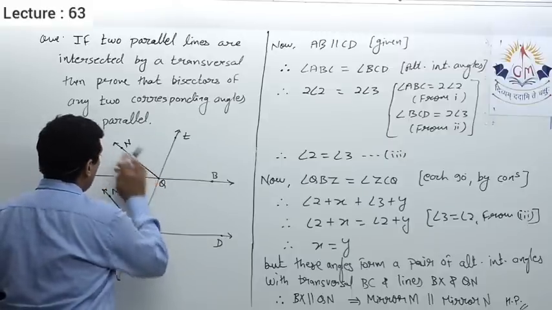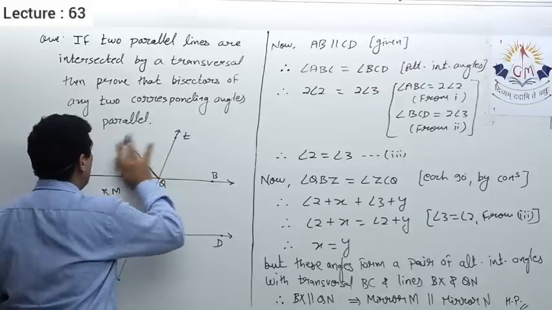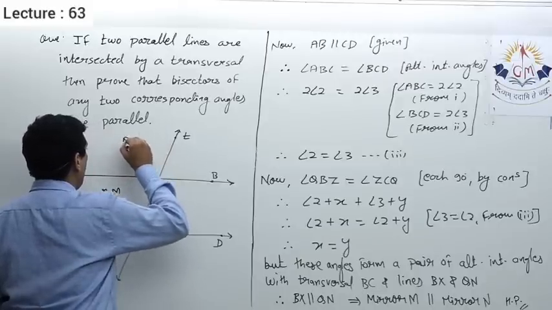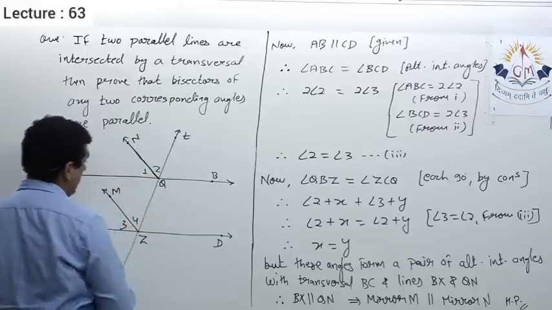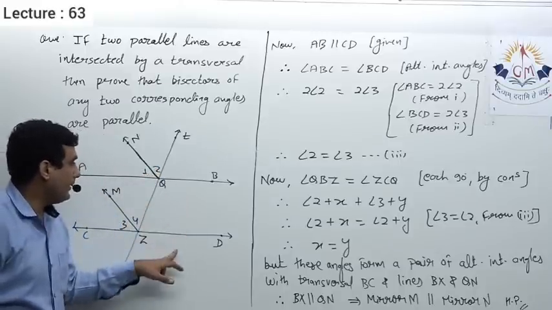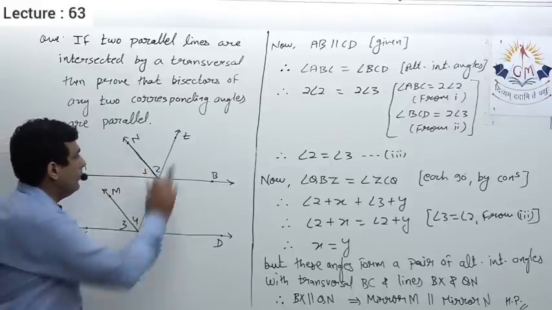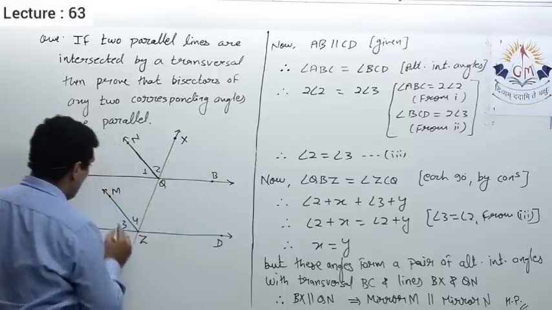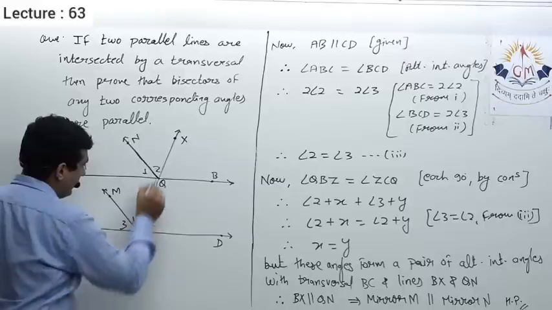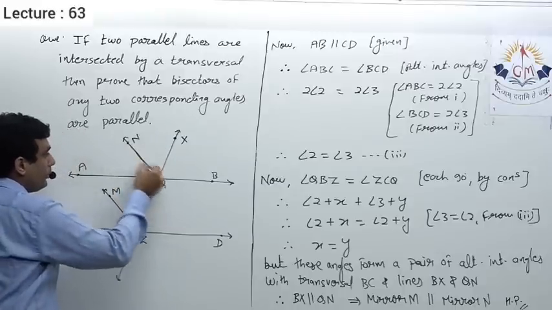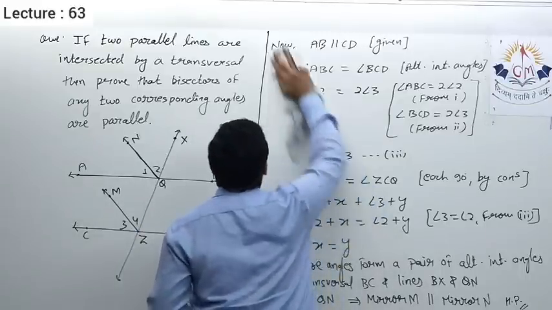It is given that this angle 1 is equal to angle 2. That means this QN is actually the bisector of this. So 1, 2, 3, 4. In short, it is given AB parallel CD. It is given QN bisects angle AQX and ZM bisects angle CZX. So we have to prove QN parallel ZM. Let us see how to solve this, how to get its solution.